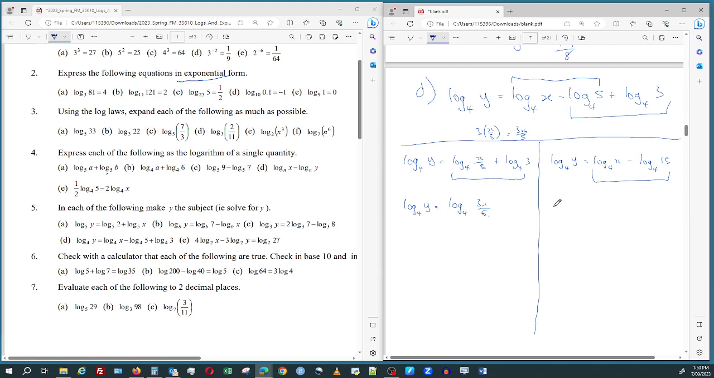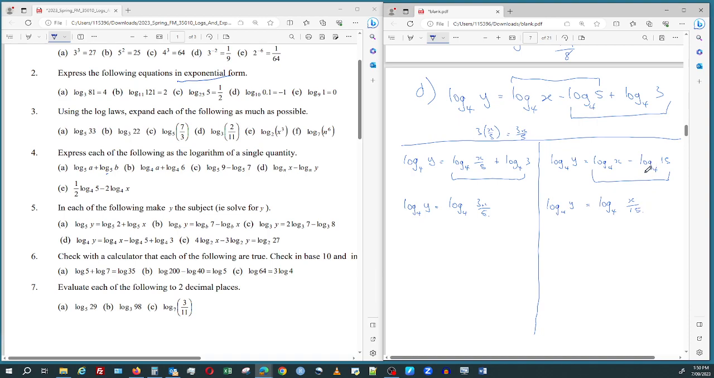Okay, over here we've got log base 4 y, and we're going to get log base 4. Now it's a subtraction, so we're getting x over 15. Now, in the first instance, what have we got? We've got 15. So we'll just see what we can come up with there.